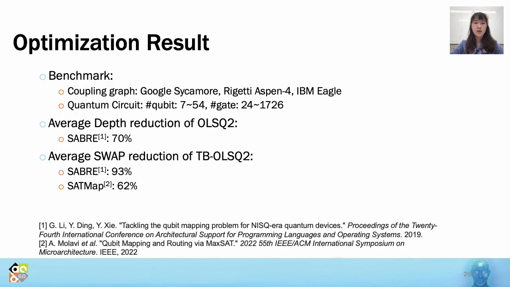Lastly, we present our optimization results compared with other layout synthesizers. Compared to Sabre, we can reduce the depth by 70% and swap by 93%. Compared to SetMap, we can reduce the swap count by 62%.